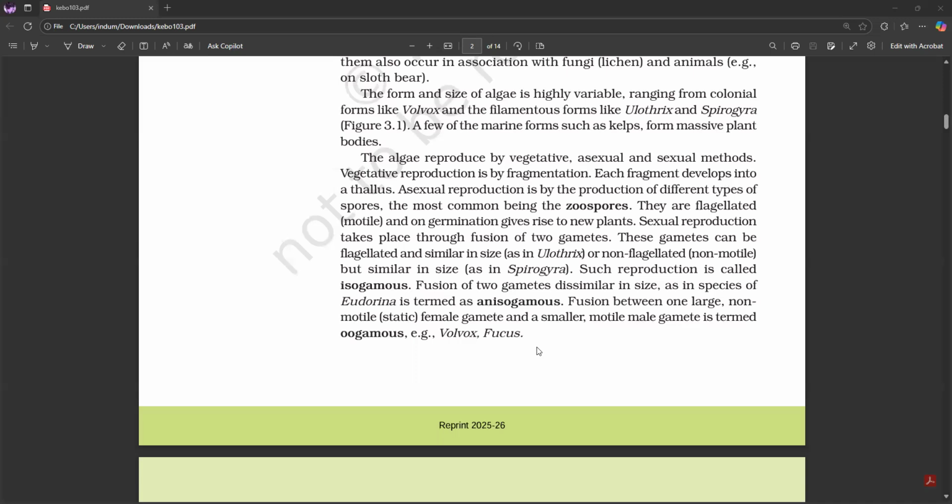These gametes can be flagellated and similar in size as in Ulothrix, or non-flagellated, non-motile, but similar in size as in Spirogyra. Such reproduction is called isogamous. Fusion of two gametes dissimilar in size, as in species of Eudorina, is termed as anisogamous. Fusion between one large, non-motile, static female gamete and a smaller, motile male gamete is termed oogamous, for example, Volvox, Fucus.